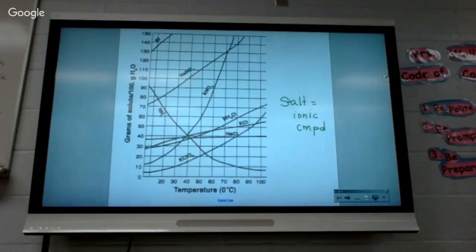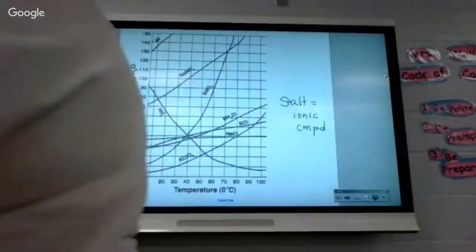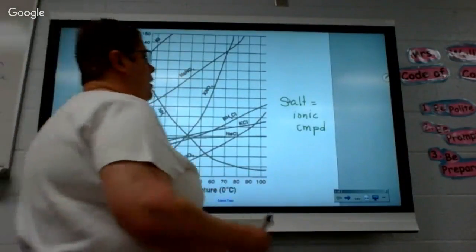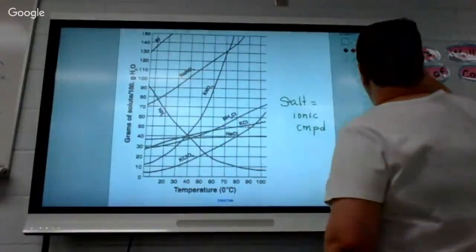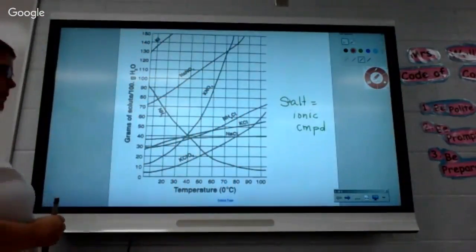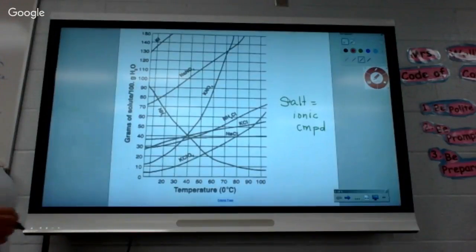All right, let's look at what you came up with. In question 1, you've got which salt is least soluble. What did we just talk about? If you are least soluble, where do you have to be on the graph? At the very bottom. And it gave you a temperature of 20 degrees Celsius.